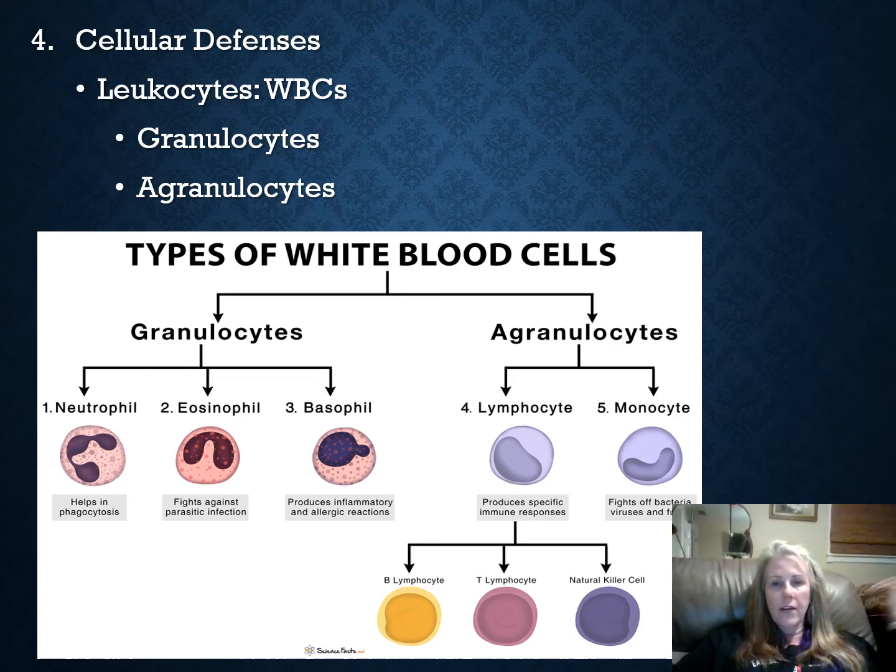Now, our agranulocytes are the lymphocytes and the monocytes. Lymphocytes, there's a few different types of lymphocytes. We have B cells, T cells, and natural killer cells. As far as the natural resistance goes, natural killer cells are the only lymphocyte that we're really going to talk about for natural resistance.